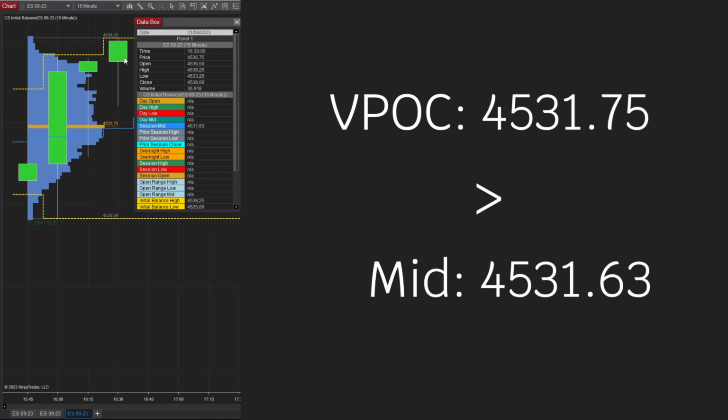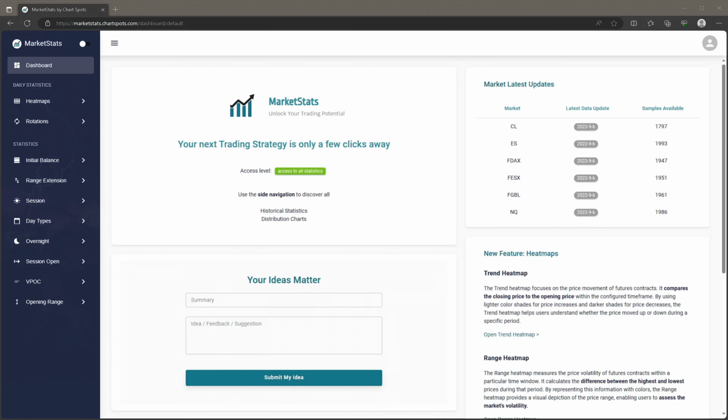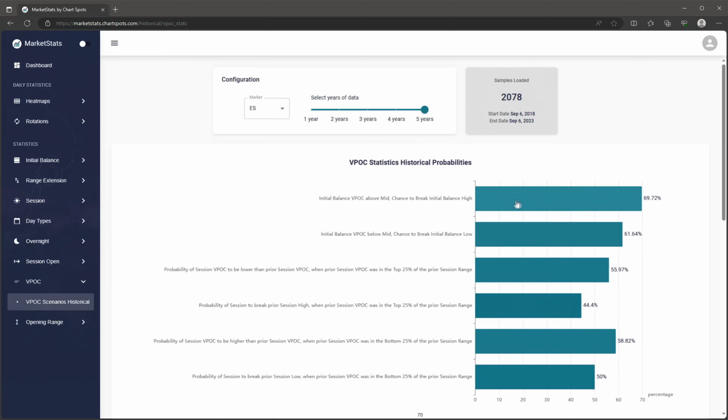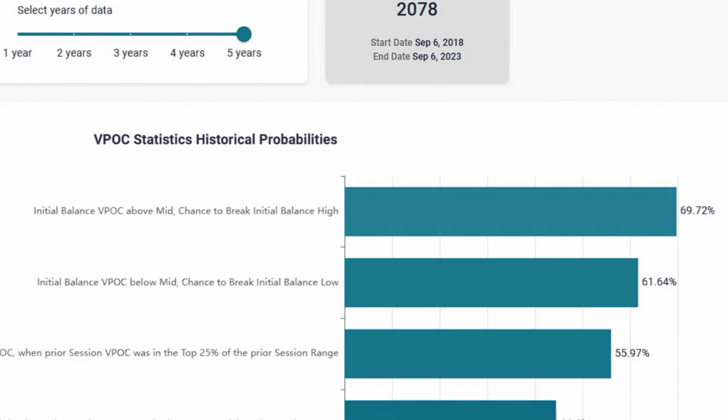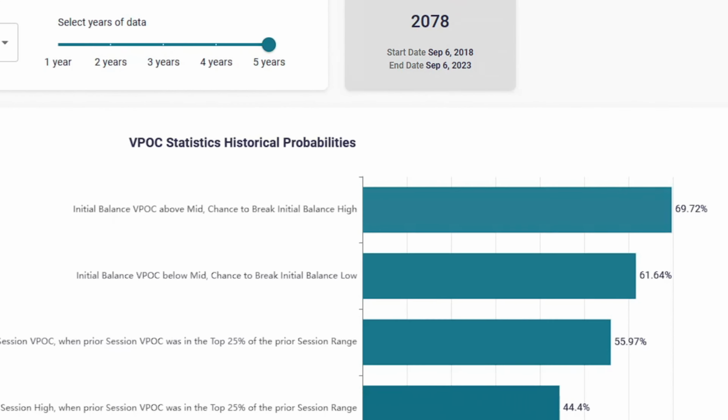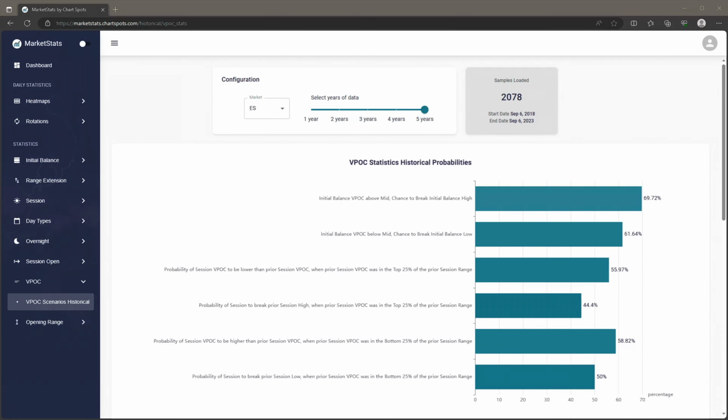So, what do you think is more likely to happen next? Will the market break the initial balance high or the low? Well, you probably guessed it right, and if you consult the historical data on Market Stats, you'll find that in the past 5 years, whenever the VPOC is above the mid in ES, there's a 69% chance that the market will break the initial balance high. That's a high probability scenario you can't afford to ignore.